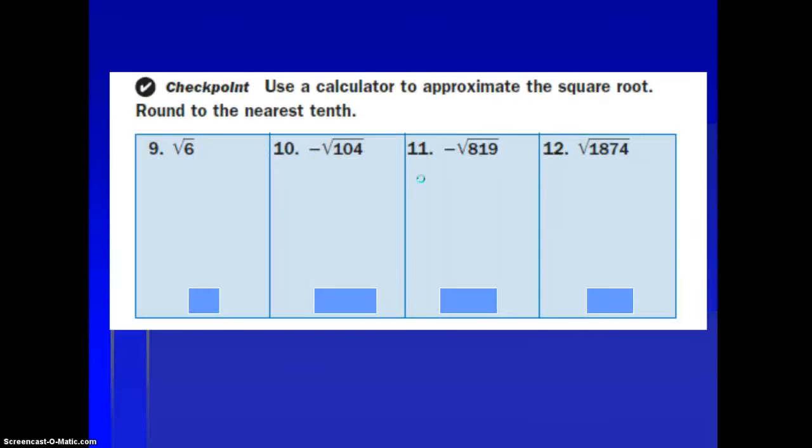So, using a calculator, approximate the square roots. Round to the nearest tenths, first decimal place. Remember that these negatives in front just mean that your answer is going to be negative. So I wouldn't even put negatives into your calculator. Get a calculator, pause the video, and try 9 through 12. See Mrs. Shea to get your work checked.